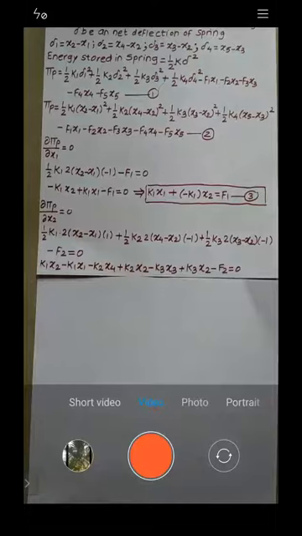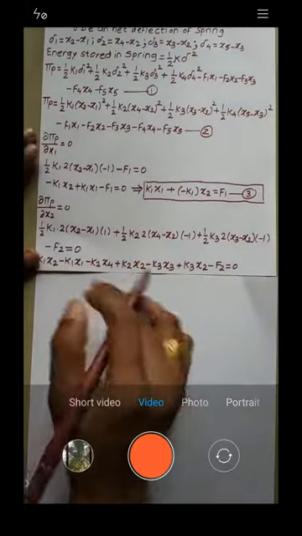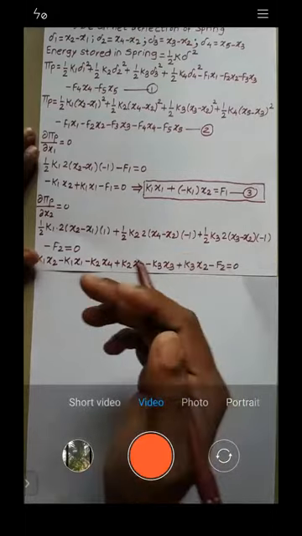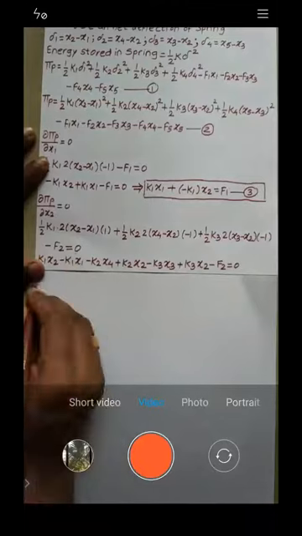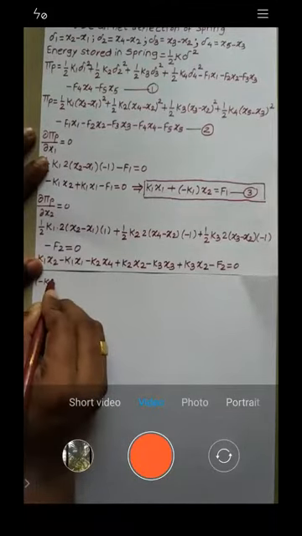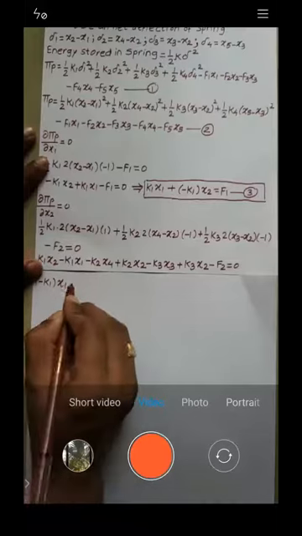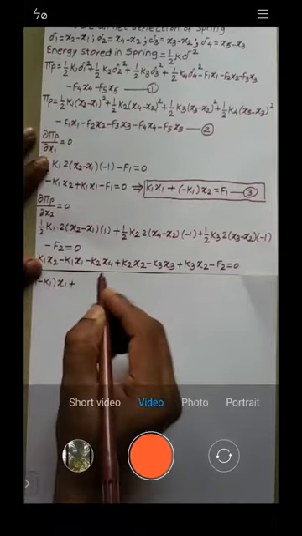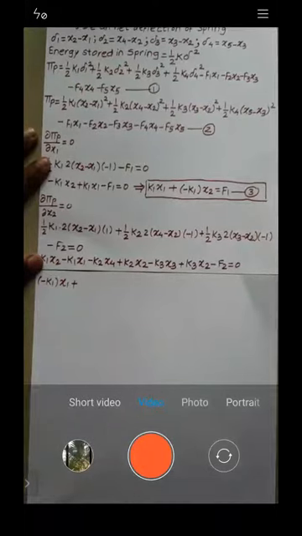So now how will I arrange it? I will arrange it in the form of coefficients of x1, x2, x3, right? Like that I will arrange. So let's start with the coefficient of x1. I will write down minus k1 x1. See, this term I'm writing first. Minus k1 x1 plus. Now I will write down, starting from the coefficient of x2.